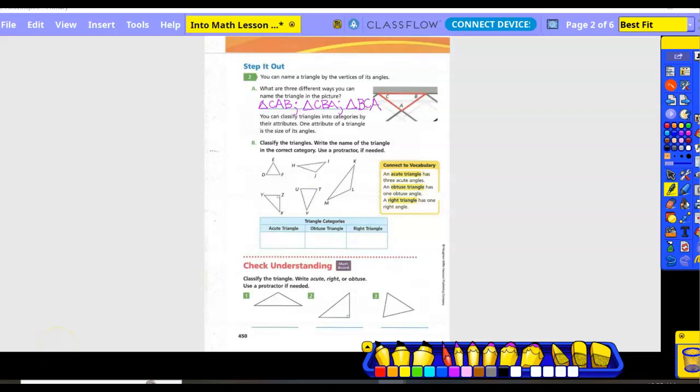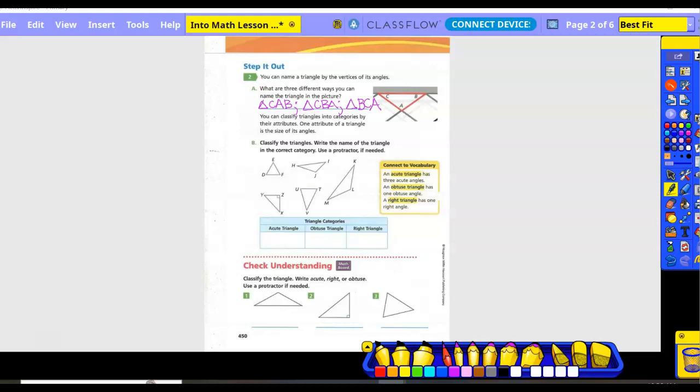You can also classify triangles into categories by their attributes. One attribute of a triangle is the size of its angles, which we kind of did on the front side, right? Okay. So classify the triangles. Write the name of the triangle in the correct category. Use a protractor if needed. So if we were iffy, if we thought it was an obtuse or an acute angle, and it might be a right angle, we could get a protractor and line it up and see exactly how many degrees it is to help us, correct?